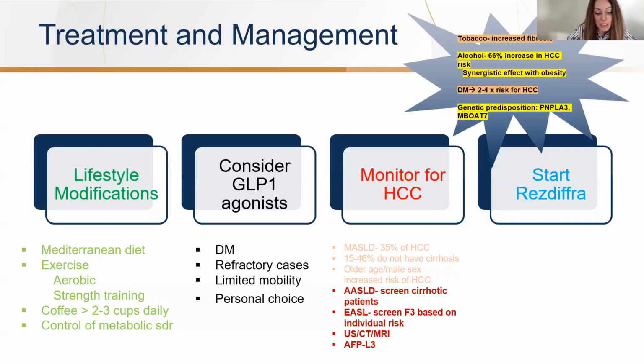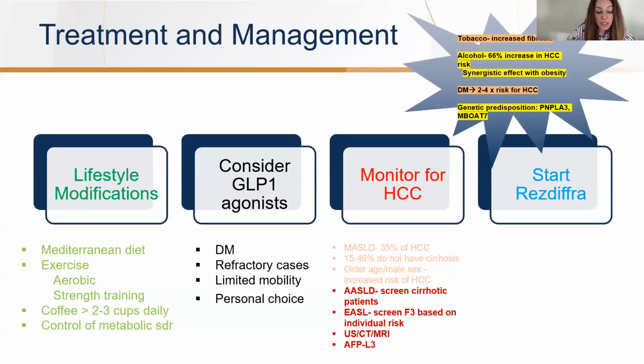Also important to mention that diabetes seems to increase the risk for HCC 2 to 4-fold, and this risk is higher in patients with uncontrolled diabetes. Of course, we cannot ignore the genetic predisposition, which also seems to play a role in the progression of MASLD and also development of HCC, specifically PNPLA3 and MBOAT7 polymorphisms, and also these can be found in patients without cirrhosis. Definitely more research is needed in this area.